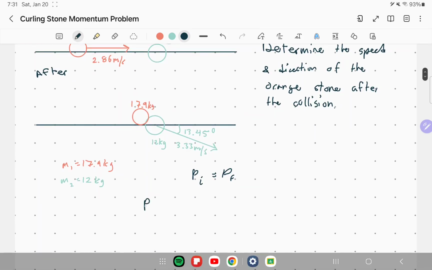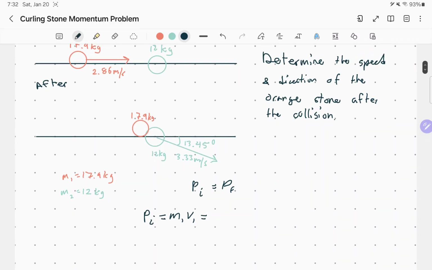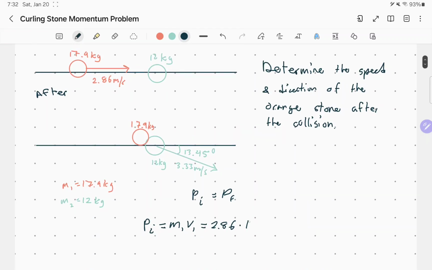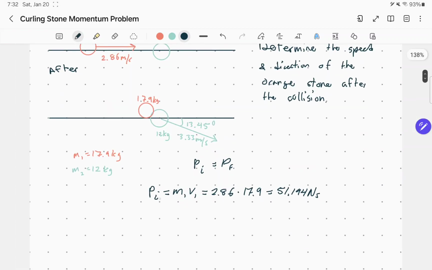It's actually pretty easy. P initial is equal to m1 times v1. And if we just plug it into the calculator, it's going to be 2.86 times 17.9. And notice that this is all in the x direction. So if we plug this into the calculator, we will get 51.194 newton seconds. So this is going to be the starting momentum.